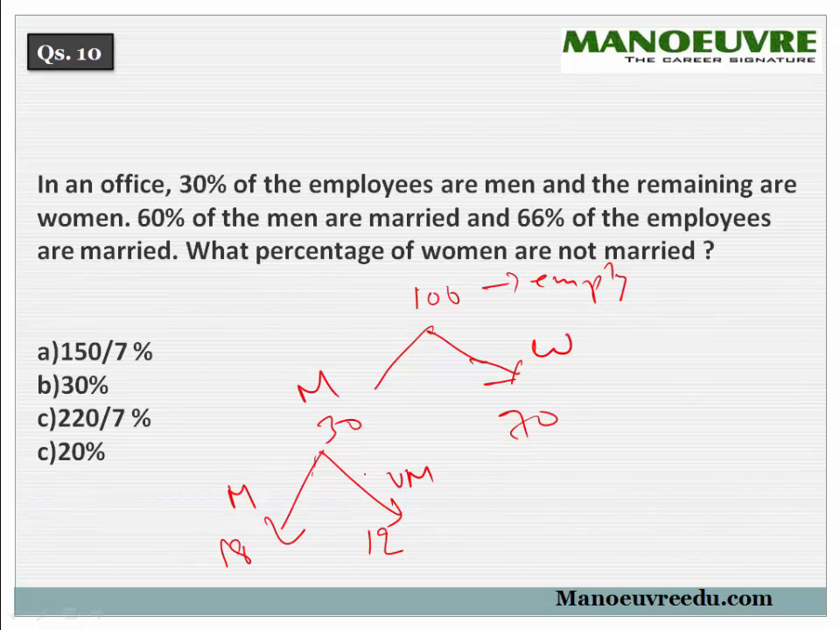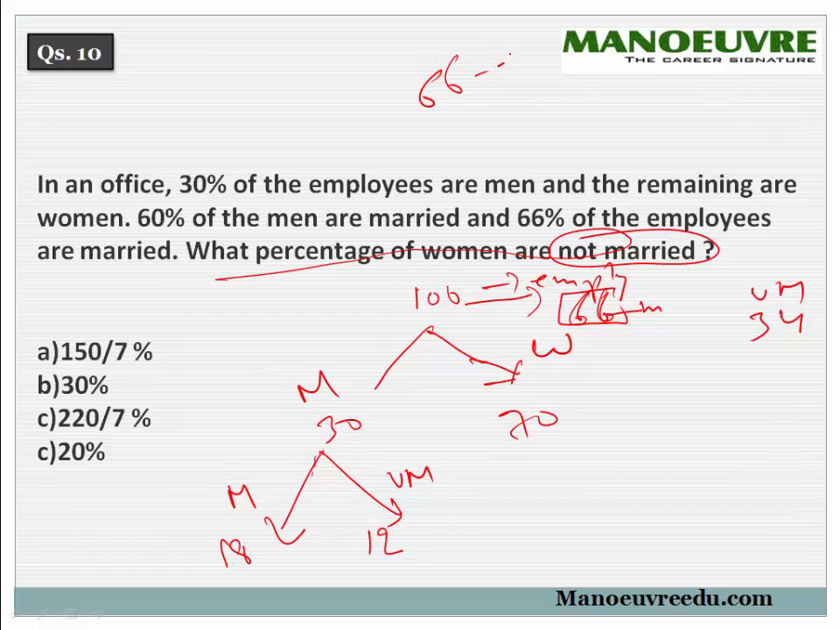60% of men are married and 66% of employees are married, which means out of 100, 66 are married, and the unmarried are 34. Now the question is, what is the percentage of women who are not married? Overall, 66 employees are married.